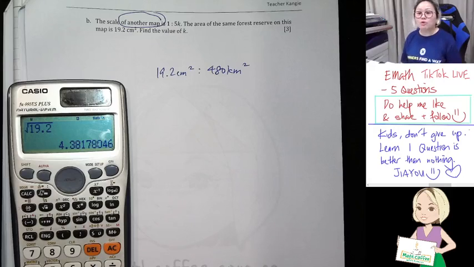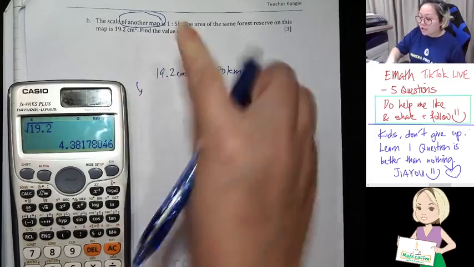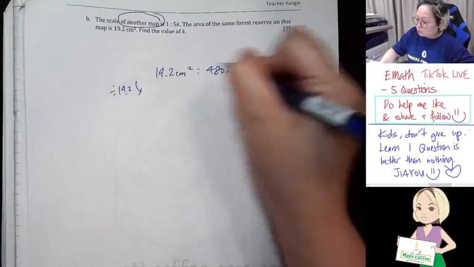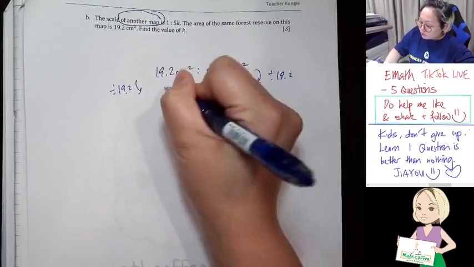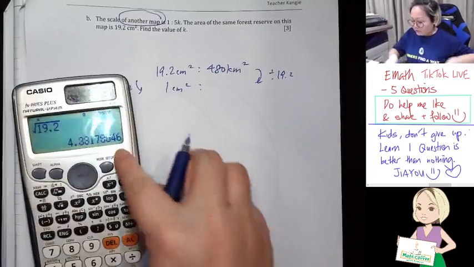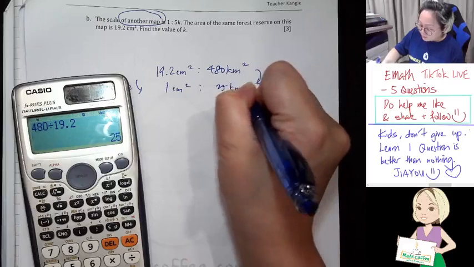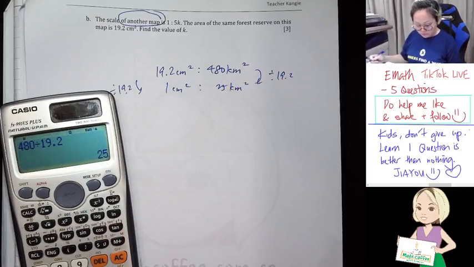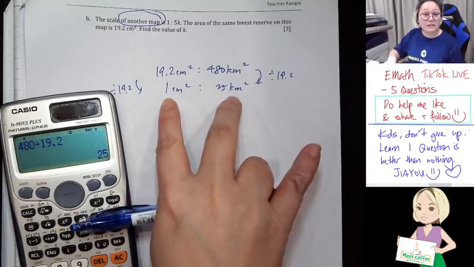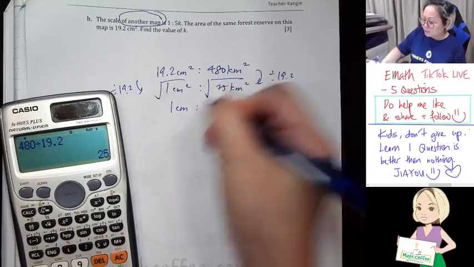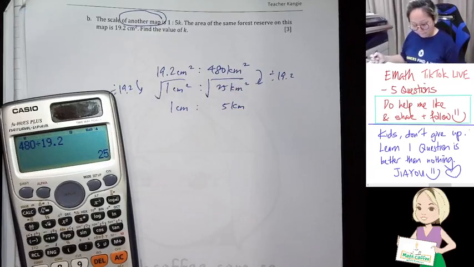Make it to 1 cm square. Yes. So the first thing we need to do is always change the left hand side to 1 cm square first. So you just divide by 19.2. This side also divide by 19.2. This one will be 1 cm square. This one I use the calculator. 480 divided by 19.2. So I get 25 km squared. Now you can square root. So square root and square root, you get 1 cm represents 5 km. Can?